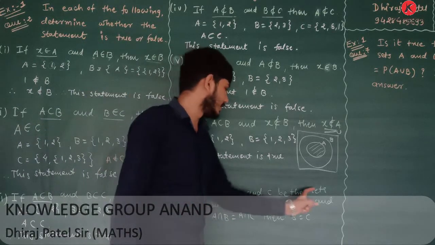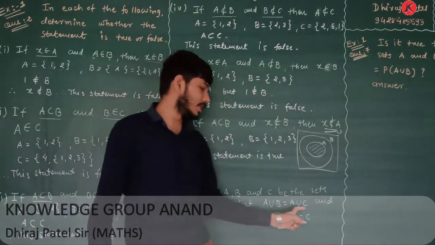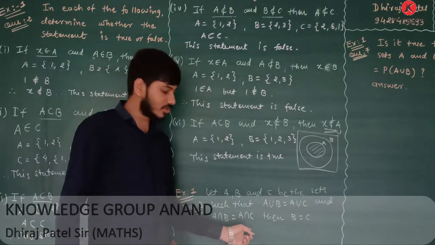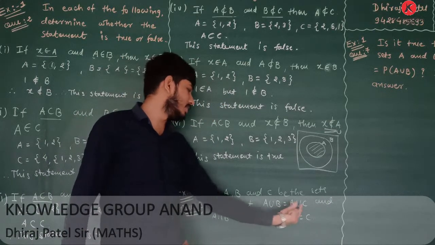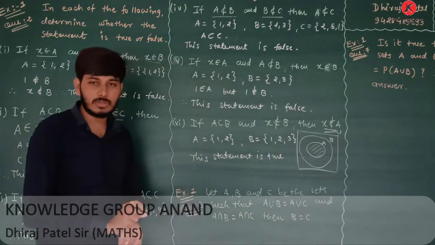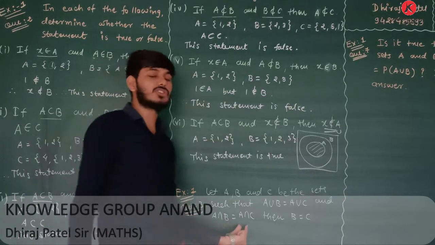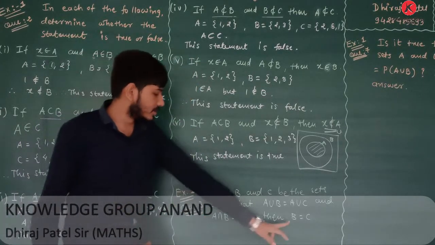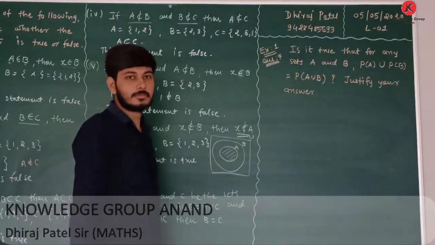Let A, B, C be sets such that A union B equals A union C and A intersection B equals A intersection C. Then we can say that B equals C. If B equals C, then A union B and A union C as well as A intersection B and A intersection C are equal. Okay, so this is the statement for it.